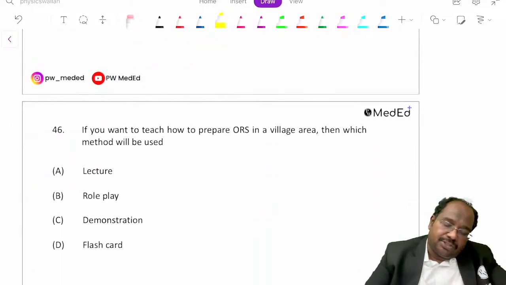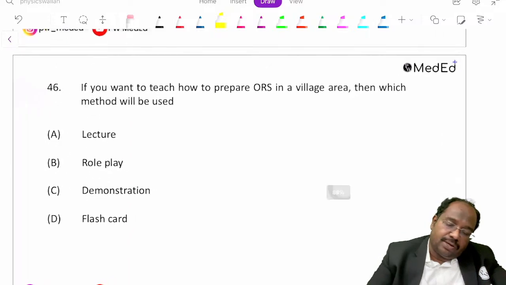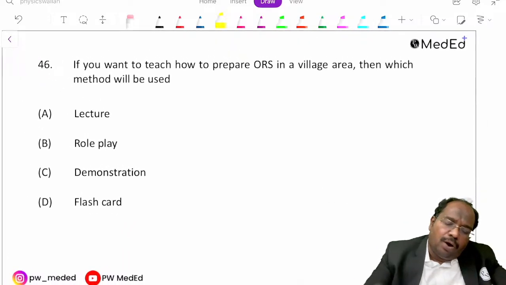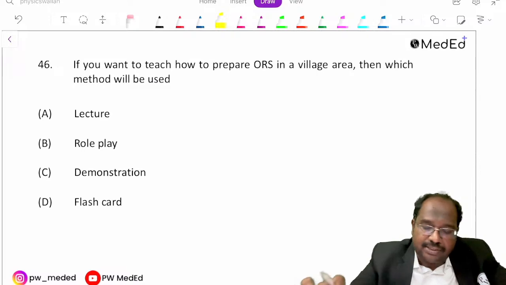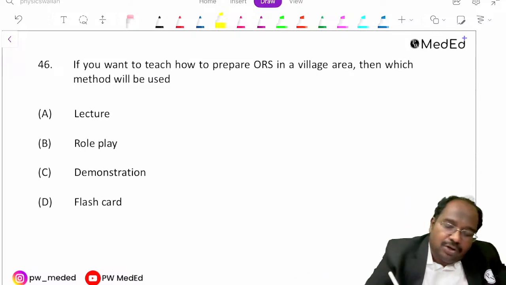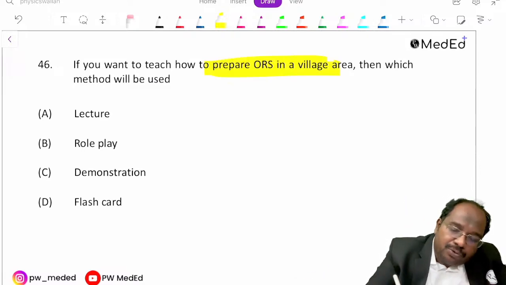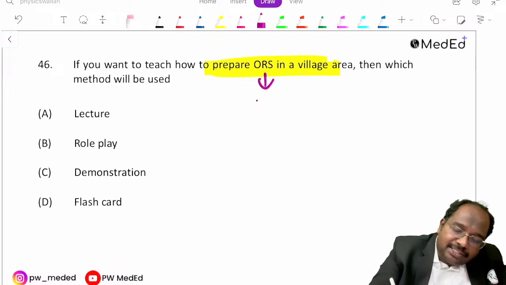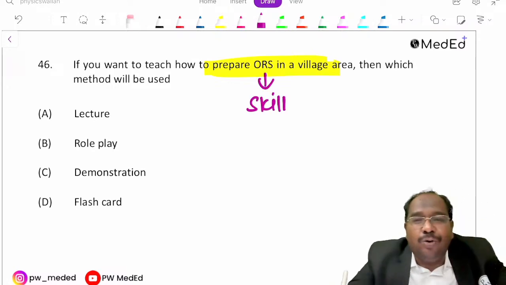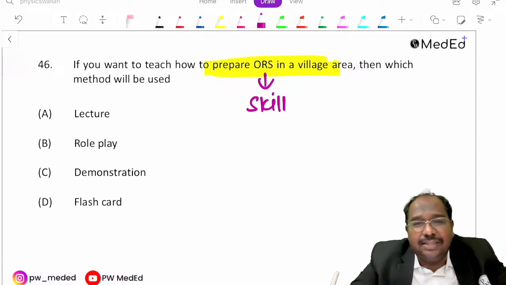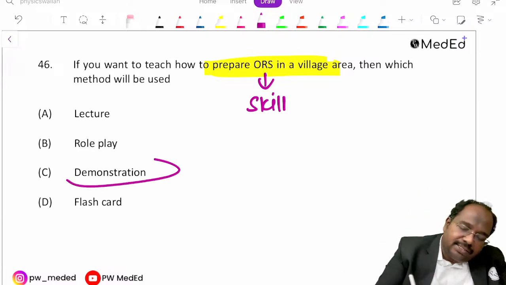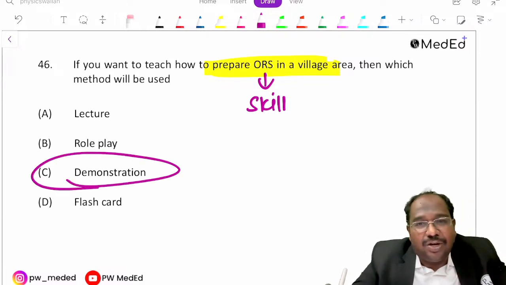This is the last question, guys. If you want to teach how to prepare ORS in a village, which method will you use? This is a skill. How to teach a skill? Will you take lectures? Will you do flashcards? Which one will you use? The best one is demonstration. It's a multiple-time repeated question. It's demonstration, guys.